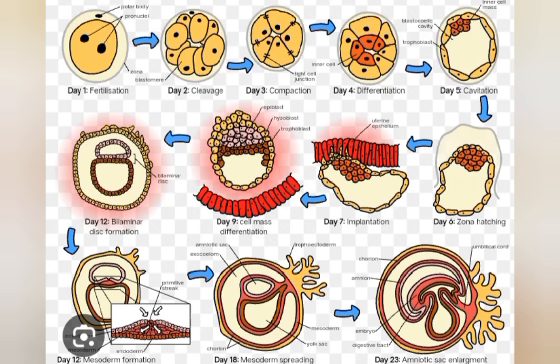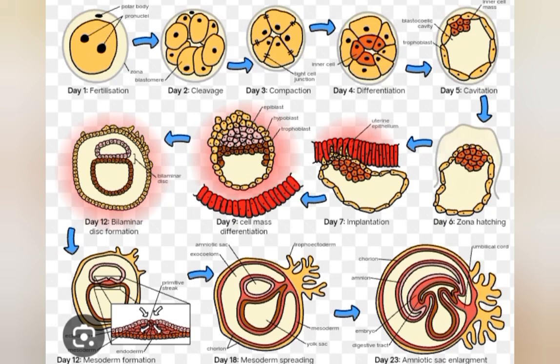On day 5 the advanced morula enters the uterine cavity, and a space or cavity also forms in that advanced morula, which we call a blastocyst. On day 6 there is hatching of the zona pellucida, which is very important to prevent implantation in the fallopian tube. After zona hatching, on day 7 there is implantation inside the uterine cavity into the endometrium.